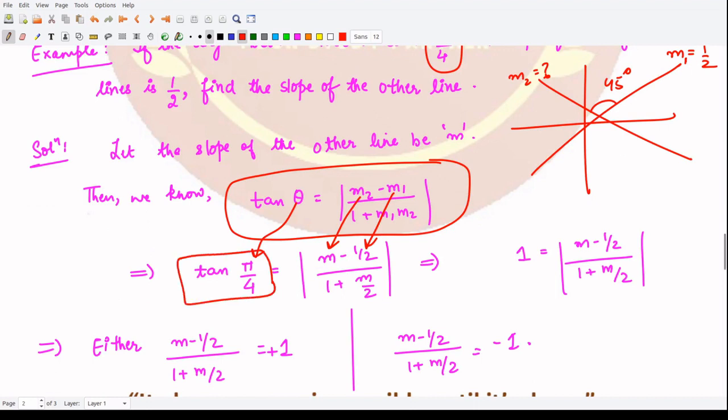Tan pi by 4 is equal to how much? It is equal to 1, correct? Tan 45 is 1. Now you have 1 is equal to mod of some quantity. Now, in order to remove this mod, one time you have this quantity equal to plus 1, and another time you have this quantity equal to minus 1. We cannot ignore one possibility. We have to take both possibilities here.